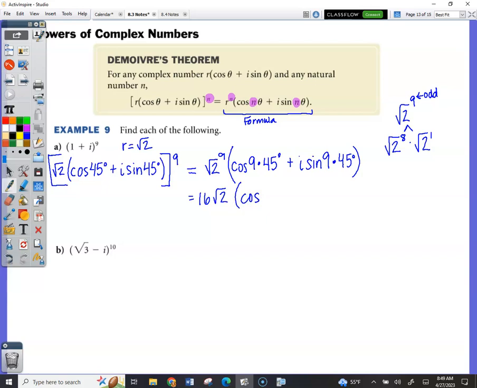9 times 45 is 405. That is beyond a full rotation, so let's calibrate it by finding the reference angle, and what is it? 45. So I'm going to rewrite this whole thing, but instead of 405, I'm going to write cosine 45.